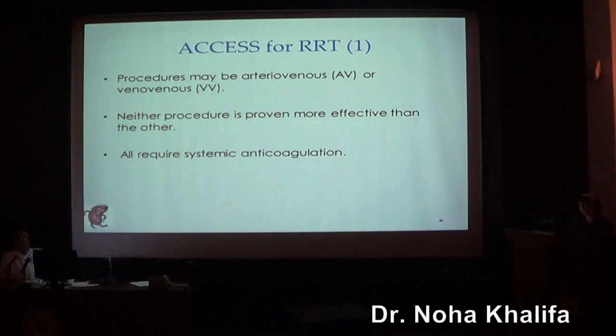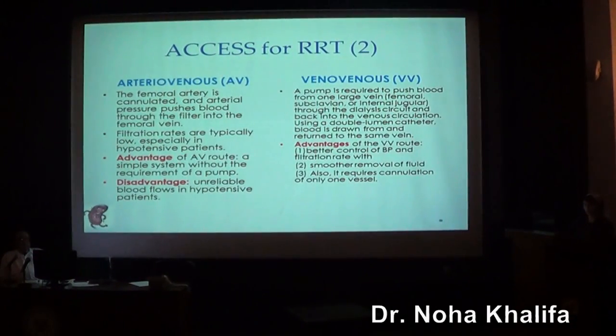What's the access for all of the renal replacement therapies? You can use either arteriovenous or venovenous. Neither of them has proven more effective than the other, and of course all of them may require systemic anticoagulation. Okay, so what's the difference between the AV and the VV? AV, you cannulate the femoral artery, and you depend on the arterial pressure of the patient from the femoral artery that's going to push the blood through the filter into the femoral vein.